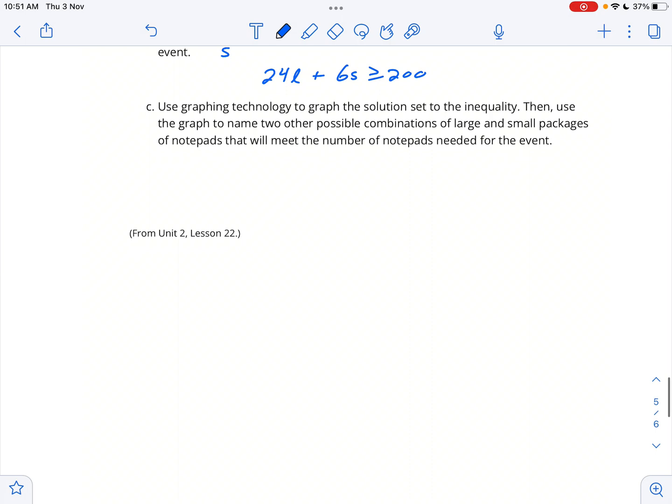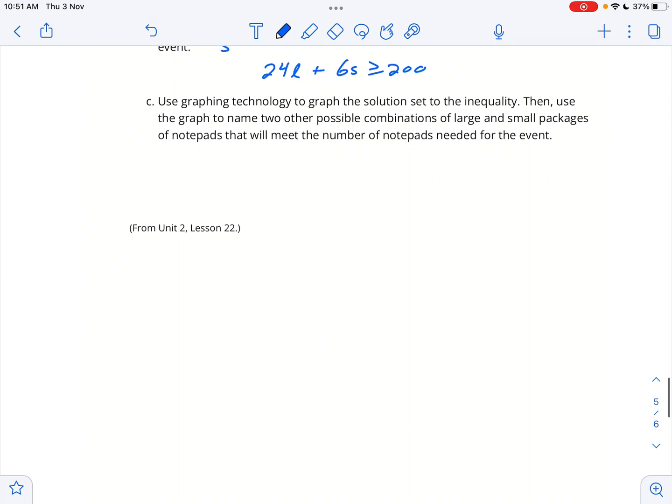I don't have graphing technology handy here, so I'm just going to do a quick sketch. I'm only worried about the positives, and I'm going to put the large packages here, the small packages here. And you could have done it the other way around. It doesn't matter which one you put on which axis. And I'm just going to find the intercepts to graph it. You could also put it in slope-intercept form.